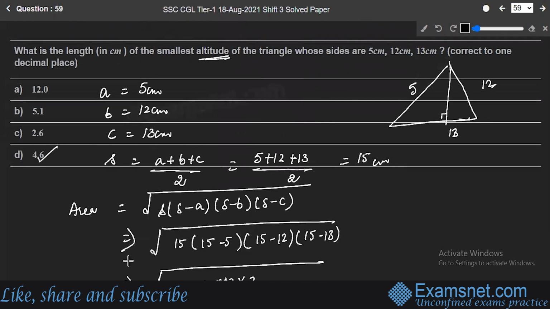So option D is the correct answer to the question. Hope you are clear with this.